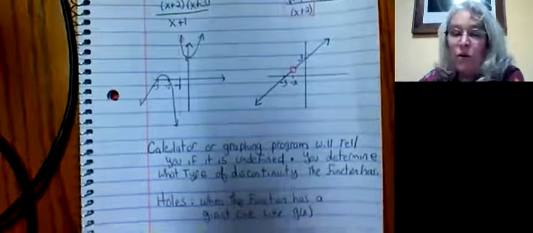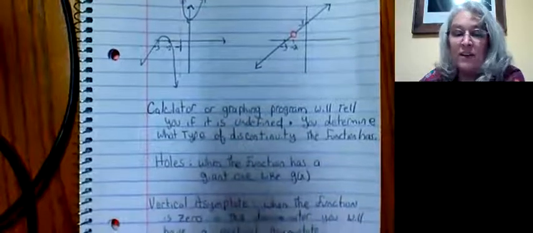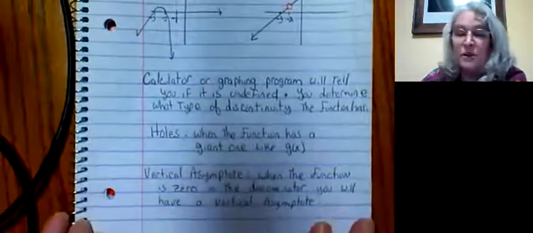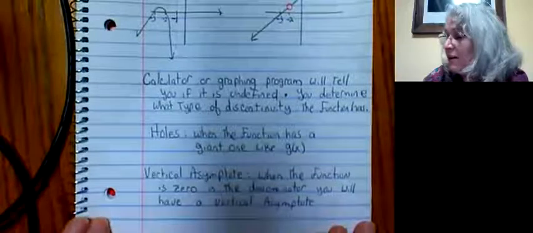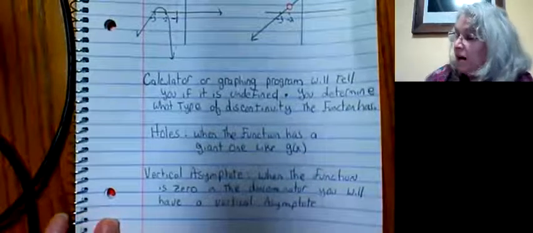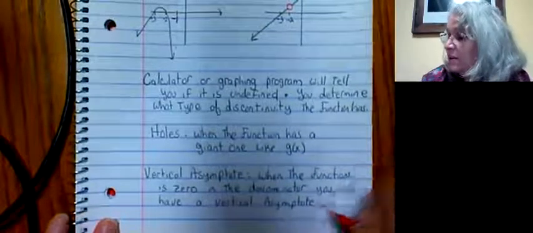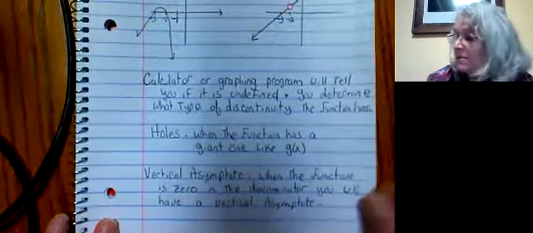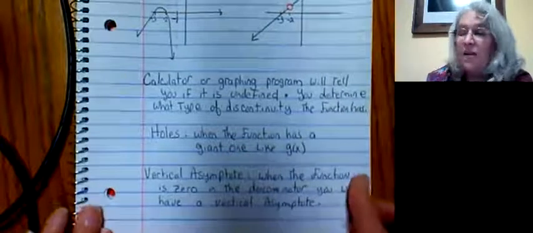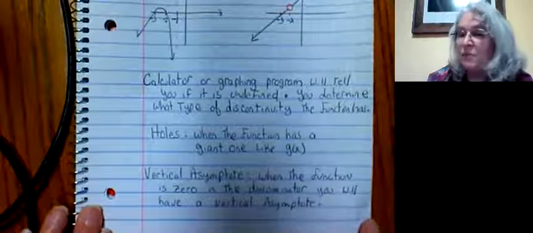And you're going to have a hole when the function has a giant one like g of x. And you're going to have a vertical asymptote when the function is 0 in the denominator. So those are the two you need to worry about. You're going to do a couple more problems working with these guys. And just keep those two facts in mind, and you'll be good.